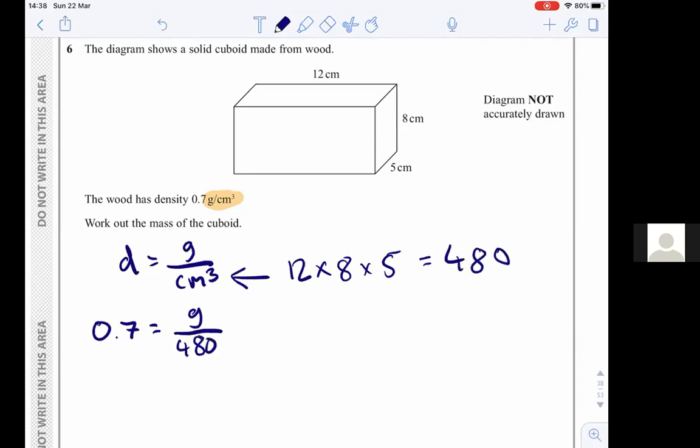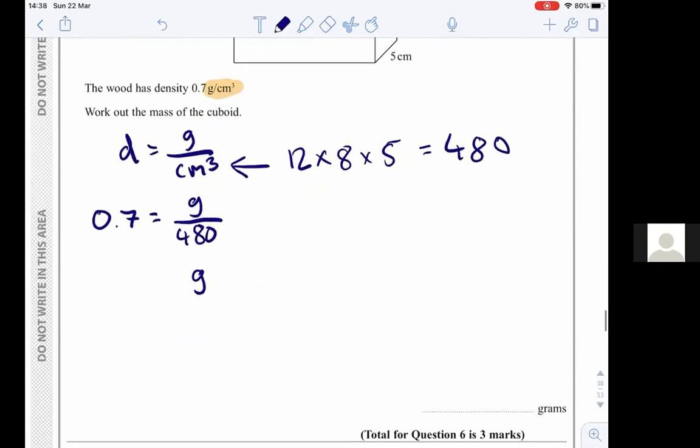So let's put that in here. And therefore, the amount of grams this is going to be is 0.7 times 480, which is 336.